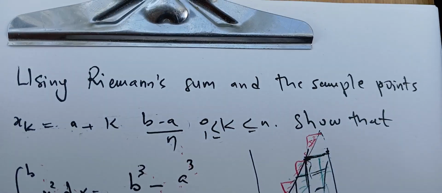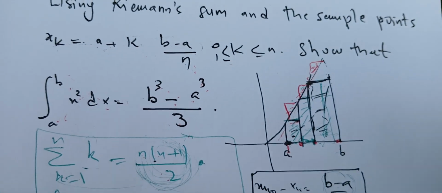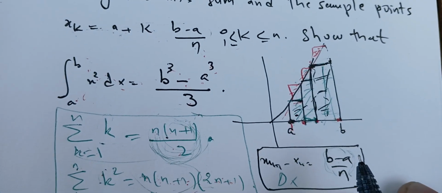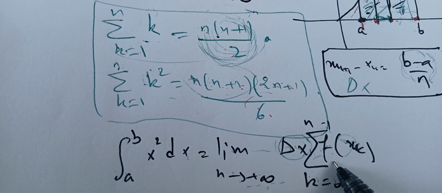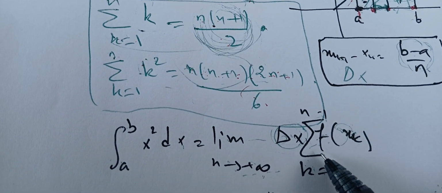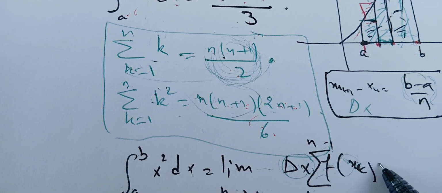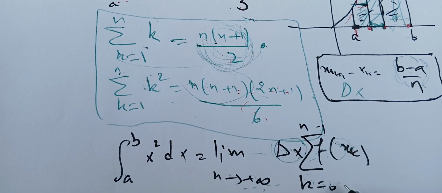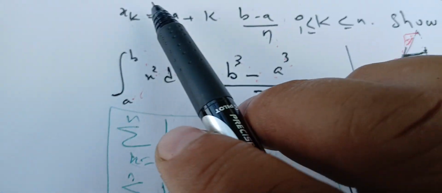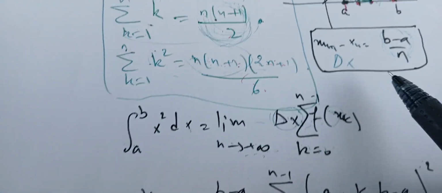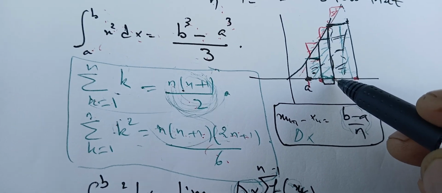So the question that we're going to have here is, how can we do this? We can do it using the definition of the Riemann sum. So this integral is the same as the limit as n goes to infinity of delta x times the sum between 0 and n minus 1 of f of x sub k. We will see why it is between 0 and n minus 1. We're going to define the x sub k as these sample points, and delta x is going to be this difference here, between two consecutive sample points.